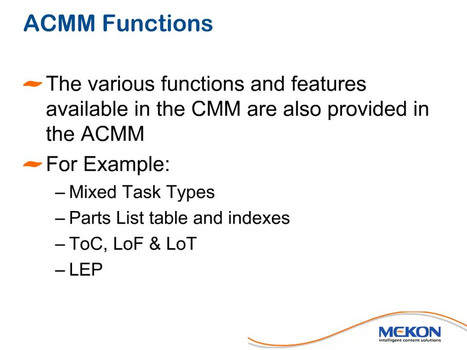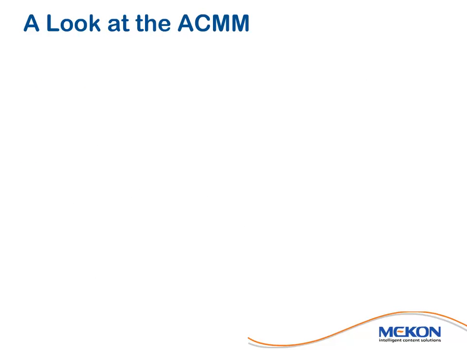Although the ACMM is supposed to be for much smaller types of equipment, still a lot of the features are available as per the CMM. For example, you can still have mixed task types, parts list tables and indexes can be generated, tables of contents, list of figures, list of tables, list of effective parts, and a lot of other bits and pieces. They're all available just the same way as they are in the CMM. So what we're going to do now is have a look at the ACMM and see how it looks compared with the CMM.